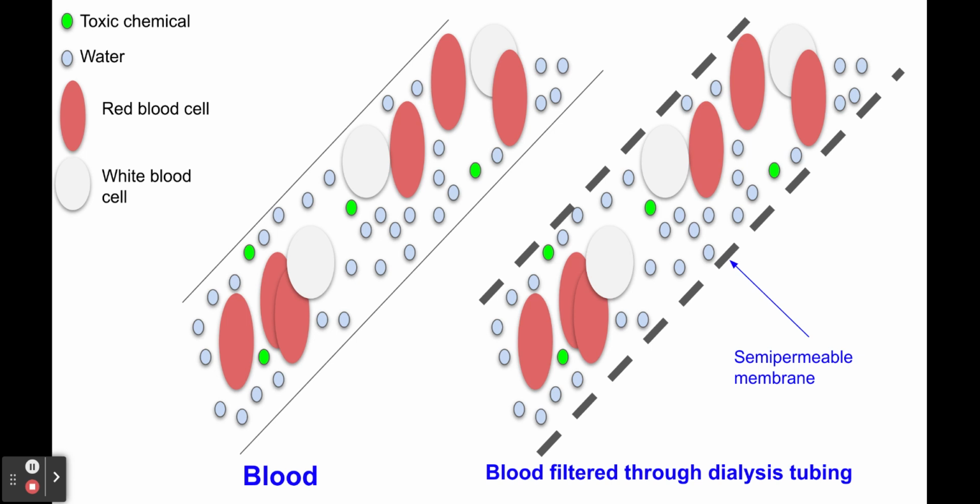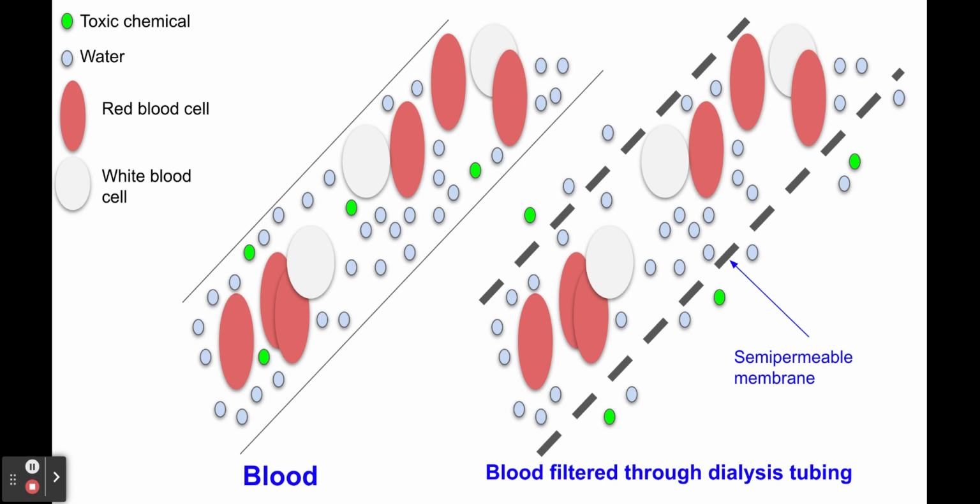So, as your blood is run through dialysis tubing, extra water and toxic chemicals will go through the semi-permeable membrane, leaving all this good stuff left in the blood, and this cleaned blood will be returned to the person's body. And that's how dialysis works. Pretty interesting and important example of a semi-permeable membrane.